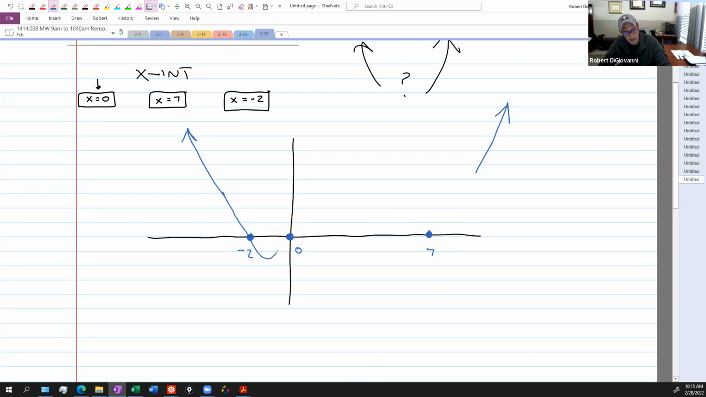Maybe go down and then up, and then maybe instead of crossing through, just bounce off the x-axis and go up. That could be it, right? Or it could be this. You could have done this instead. Come down and you could have bounced off the first one and then cross through this one and then cross through that one. You could have done that.